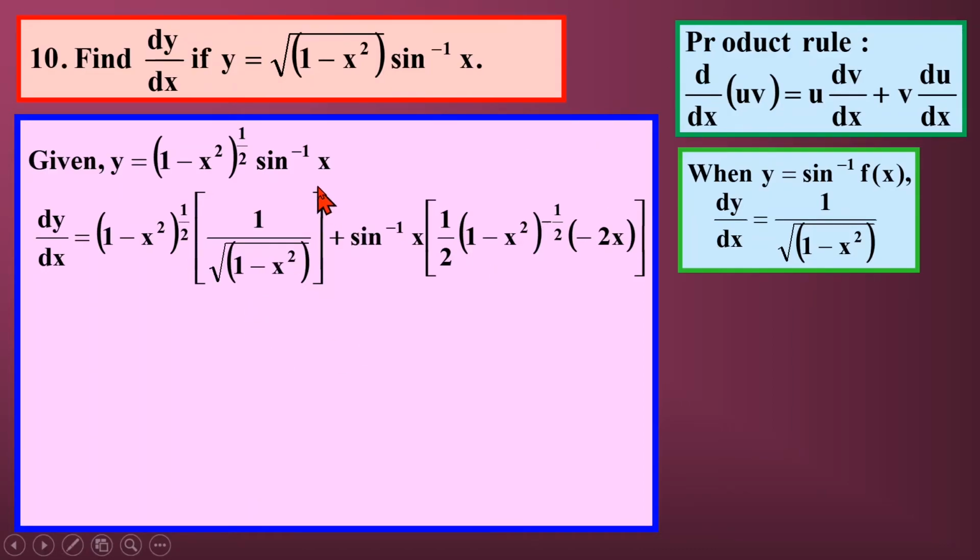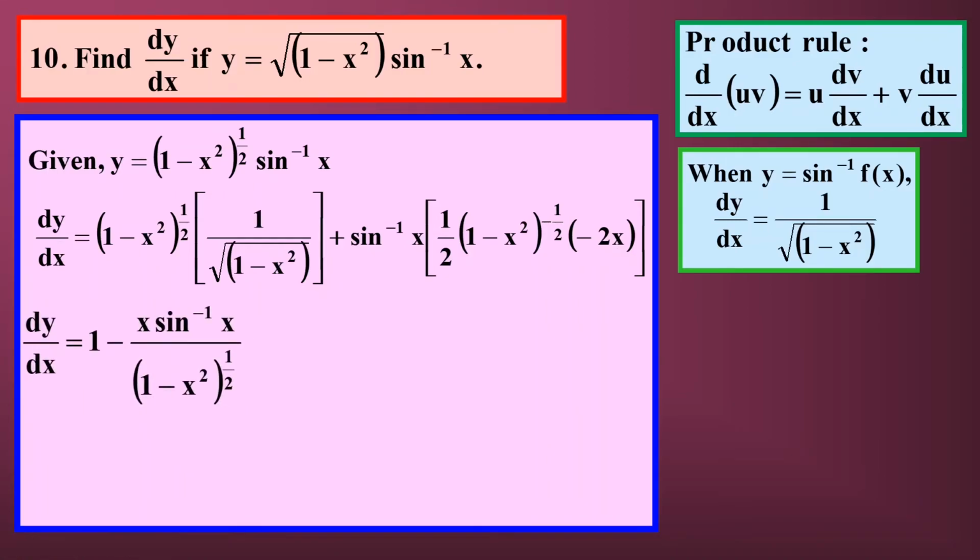Now, what will happen here is 1 over 2 will come to the front. Copy whatever I have in the bracket. Index minus 1, so 1 over 2 minus 1, I have negative 1 over 2. Differentiate the one in the bracket here, I have negative 2x. Once that is done, I am going to simplify whatever I can simplify.